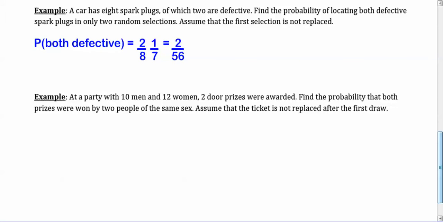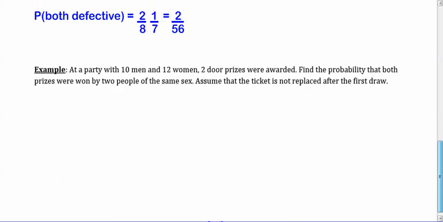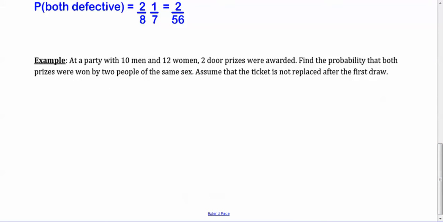All right, one that's slightly more interesting. At a party with 10 men and 12 women, 2 door prizes are awarded. Find the probability that both prizes were won by 2 people of the same sex. Assume the ticket is not replaced after the first draw. Go ahead and pause the video and try this one on your own, and I will meet you back here to go over the answer.